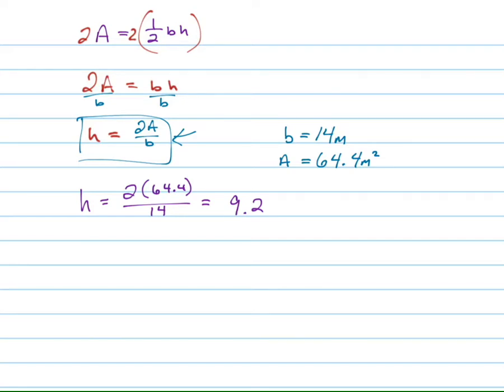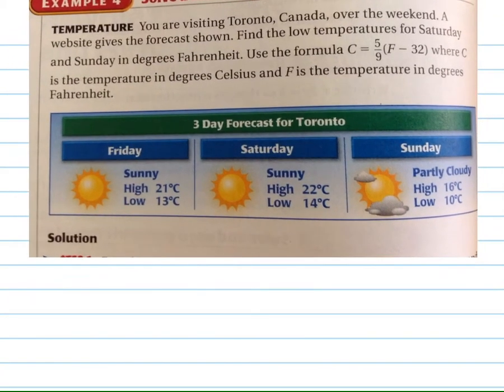All right, let's look at a really fun one that you're going to see a lot. I think I cover this type of example in just about every class I teach. You are visiting Toronto, Canada over the weekend. The website gives the forecast shown. Find the low temperature for Saturday and Sunday in degrees Fahrenheit. Use the formula C equals 5/9 times (F minus 32), where C is the temperature in degrees Celsius and F is the temperature in degrees Fahrenheit.